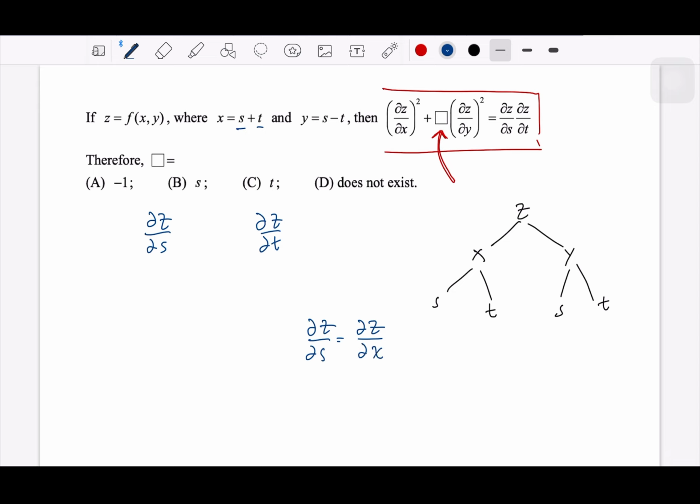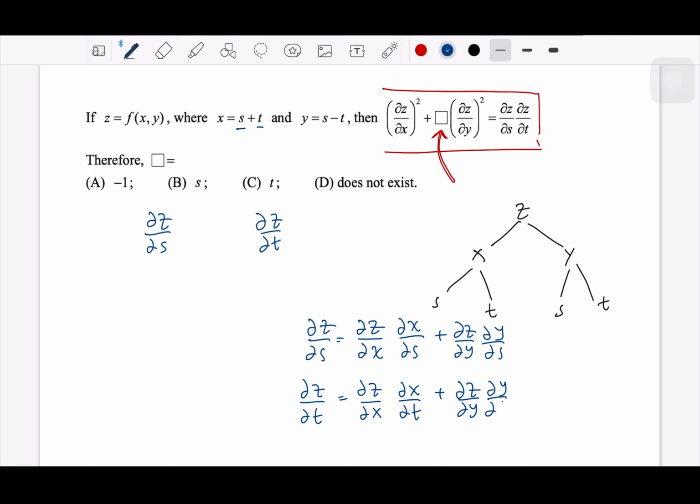So we will have dou z dou s will be dou z dou x, dou x dou s, plus dou z dou y, dou y dou s. Same thing with t: dou z dou x and dou x dou t, and also dou z dou y and dou y dou t.